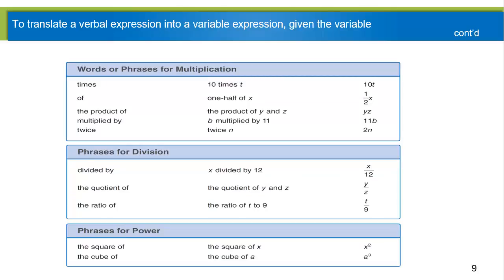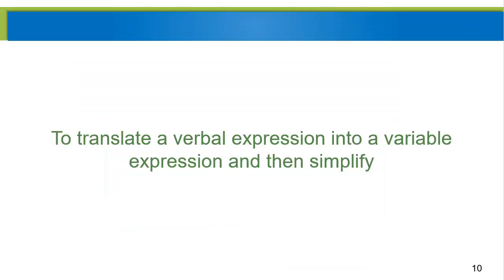Words or phrases for multiplication: times, of, product of, and so on. Division: divided by, quotient, ratio. Powers, they'll just say the square of, the cube of. You can go on and on, but usually square and cube are the only two. When we talk about powers that are 4 and above, you normally will see the word power, to the 4th power, to the 5th power. We don't have special words that we usually use for anything above cube.